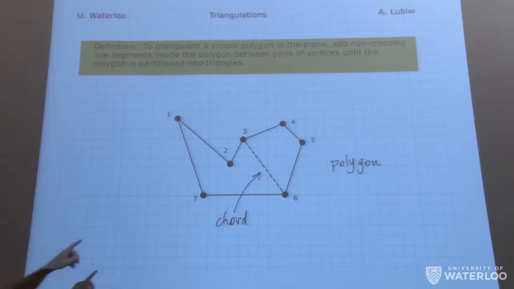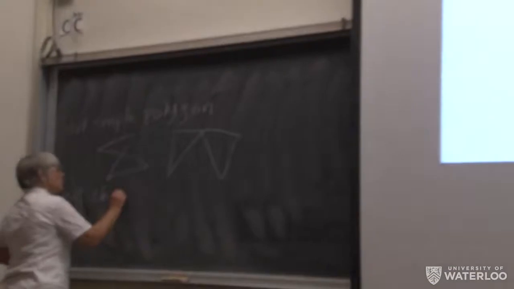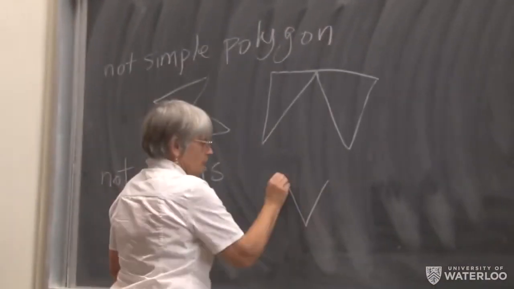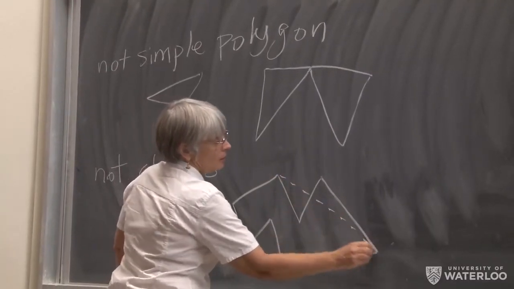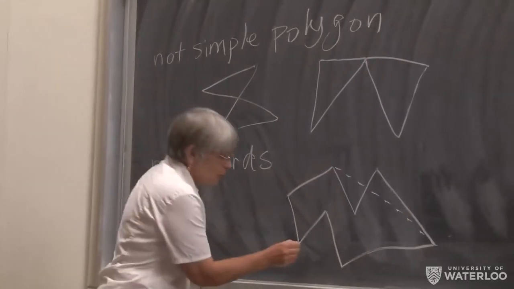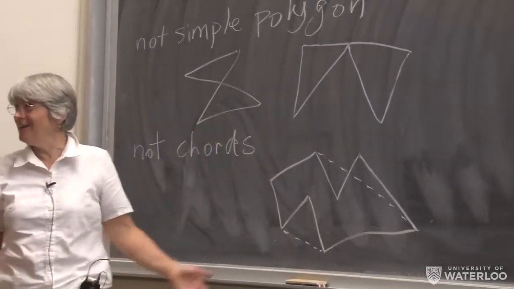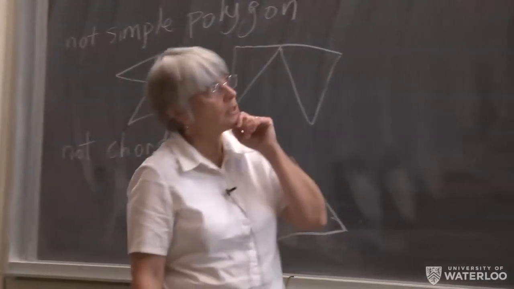And then we need to talk about these chords. These are line segments inside the polygon that go between two vertices. So that's what a chord is. And let me also draw a picture of some things that are not chords, just to emphasize. So if I have some kind of polygon, this, for example, is not a chord. It goes between two vertices, but it steps outside the polygon. Also, this is not a chord. It doesn't cut any of the polygon edges, but it's entirely outside. OK, so the chords are the things inside.